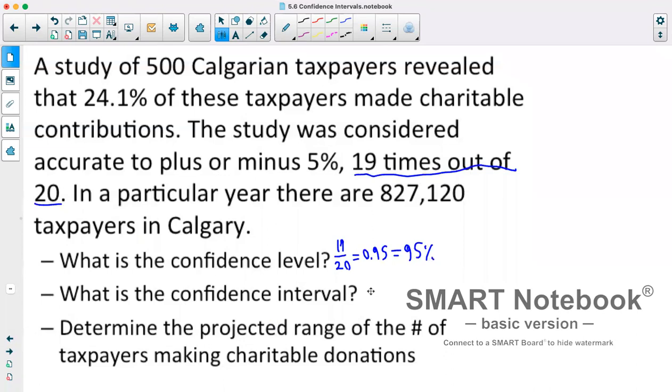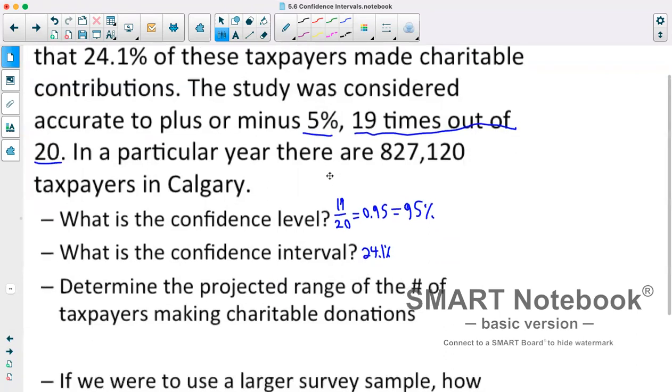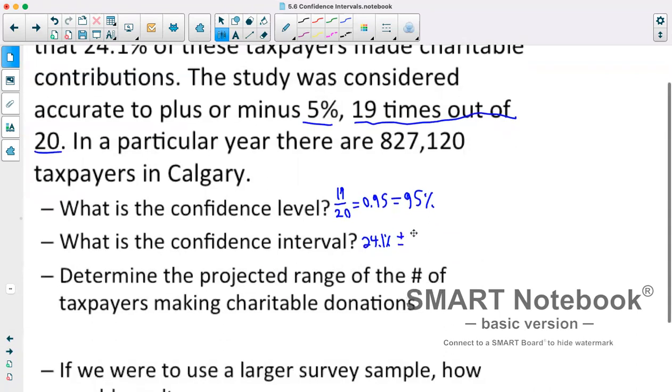Confidence interval would be how much of a population we expect to do something, and then integrate the plus or minus. So 24.1 minus 5% is 19.1 percent, and 24.1 plus 5% is 29.1%.